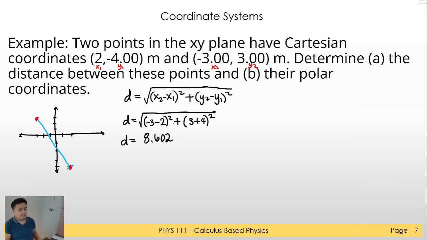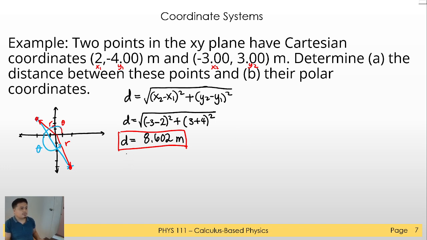So don't forget the unit. So this is in meters, so this should be in meters. Okay, so we want to find also the polar coordinates. So we have to find this first polar coordinate and this other polar coordinate. Also we want to find R, and then theta. So the theta here will be this, and the other theta will be all around.